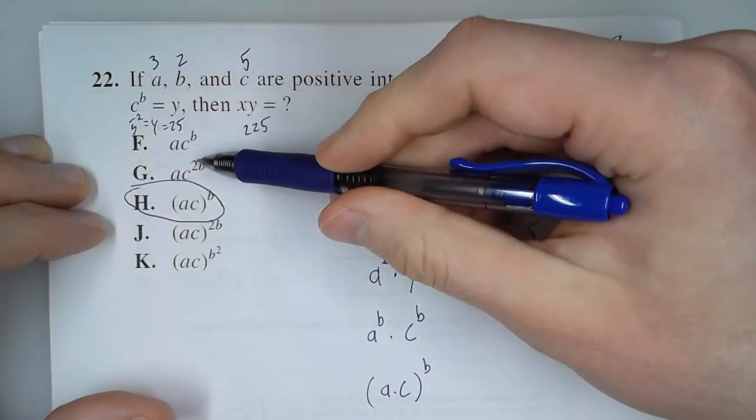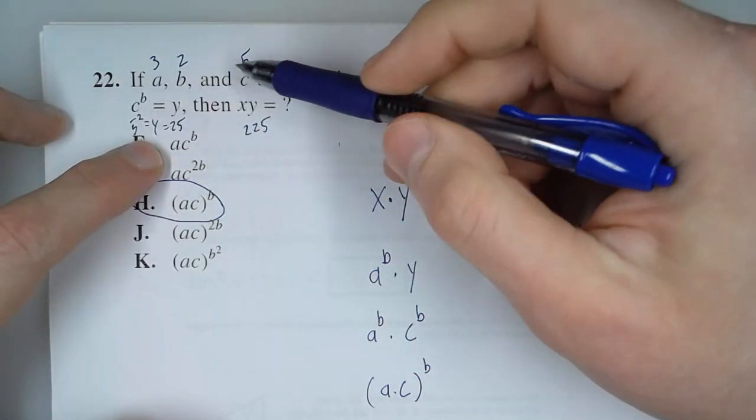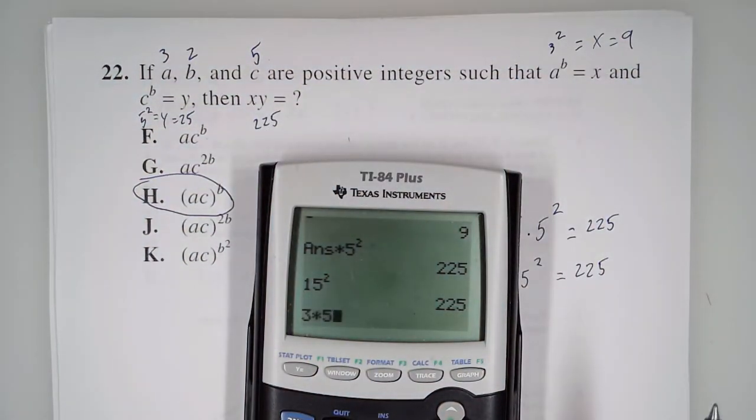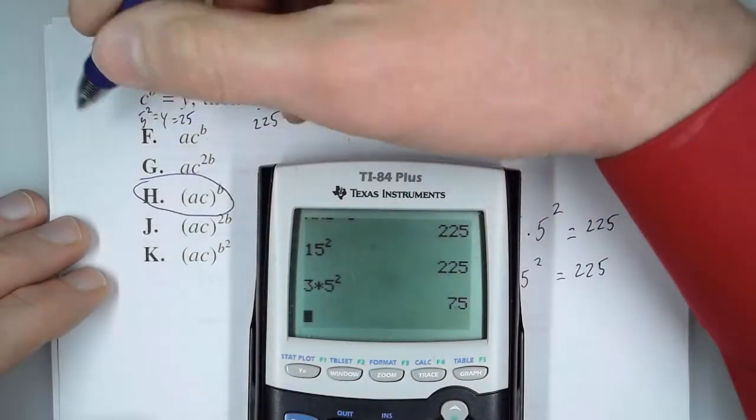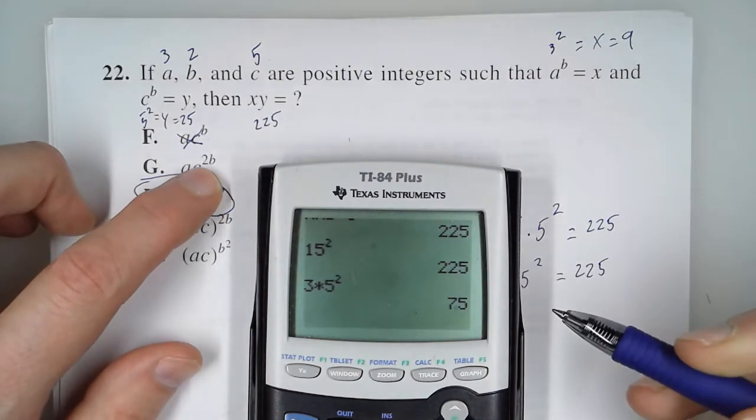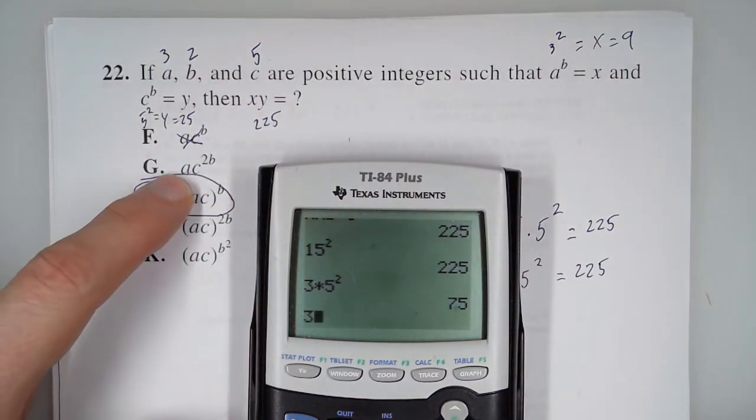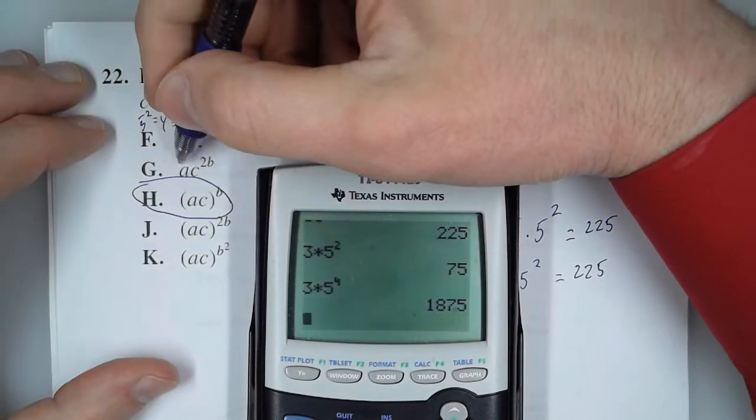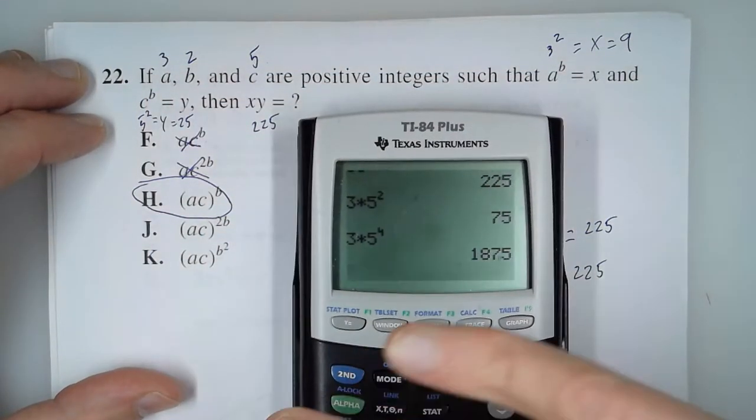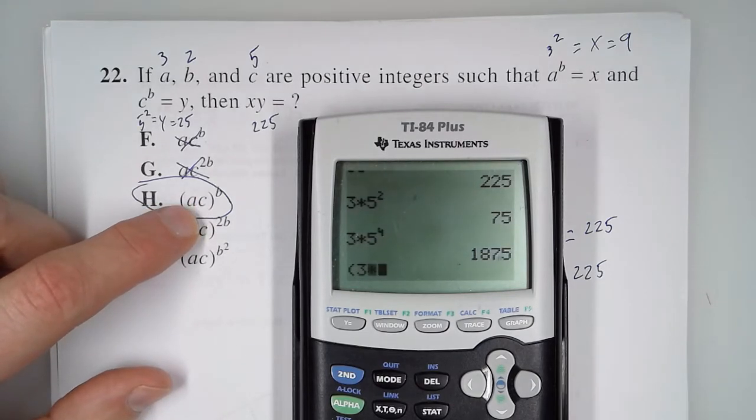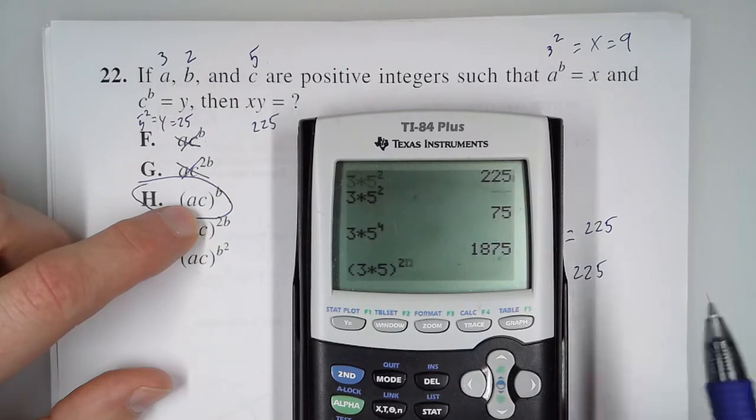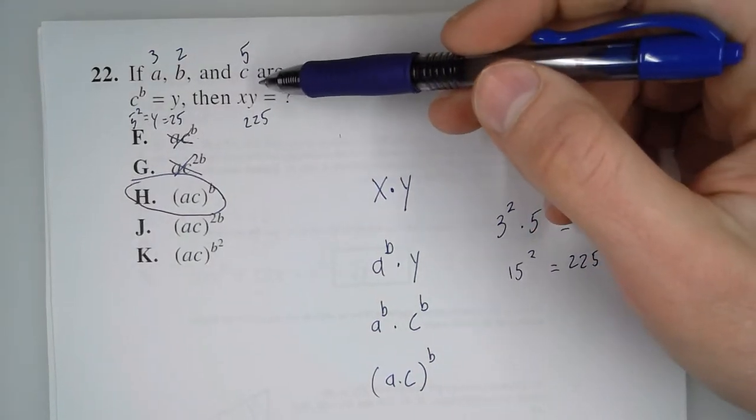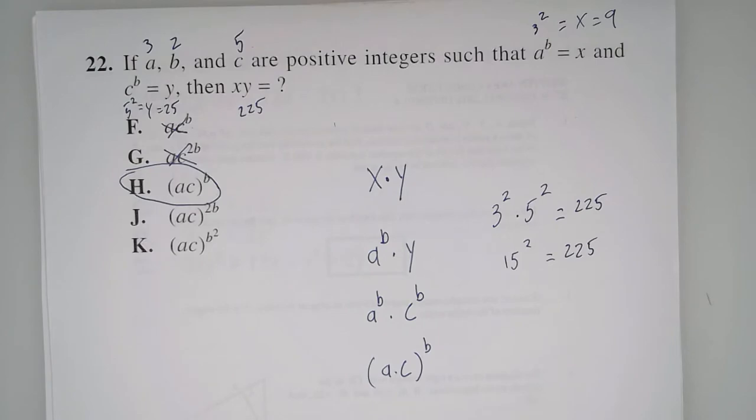Now you can just guess and check with these answers by plugging in the numbers that we picked. 3 times 5 squared. Is that 225? Nope. So we know that's not the answer. A times c to the 2b, that's 3 times 5 raised to the 2b, so that's going to be 5 to the 4th power. Is that 225? No. And if you did it for h, ac to the b, so that's 3 times 5 to the 2nd power, that gives you 225. So if the algebra messes you up, just fill in with different numbers, and then try and see which answer works when you plug in those numbers.